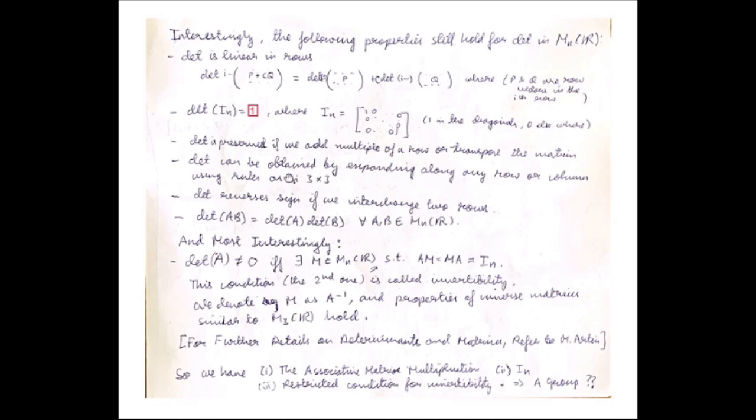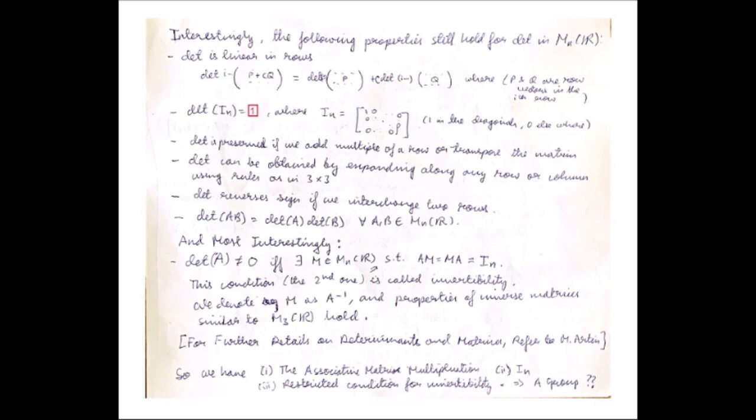Determinant reverses sign if we interchange two rows. Yeah, this is true in 3 cross 3 and also in n cross n, and this is a result of all these. You can show it. So determinant of AB, interestingly, turns out to be the determinant of A times determinant of B.